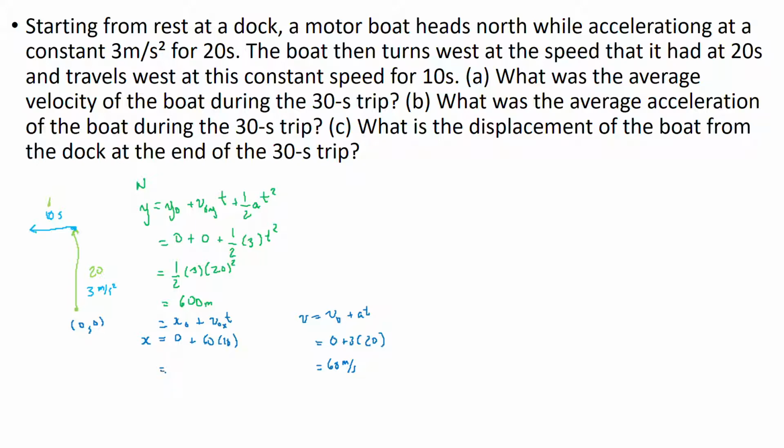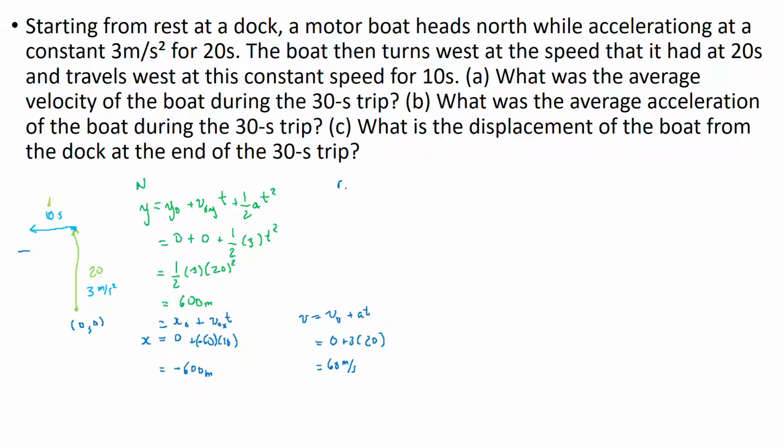This is negative actually because it's going to the left side. Don't forget that. So this is minus 600 meters. And actually it makes sense because it's going left. You can see it here. It's going left.